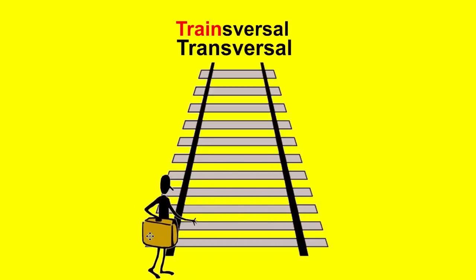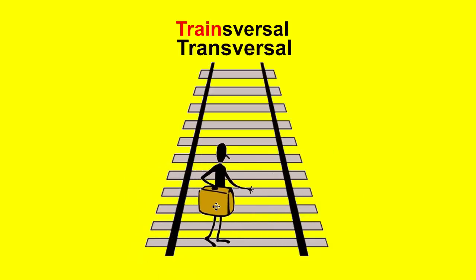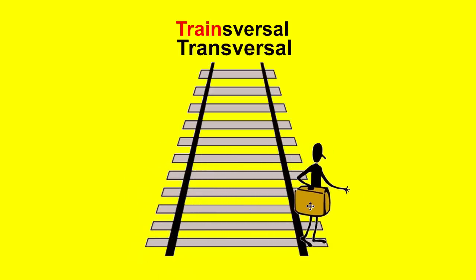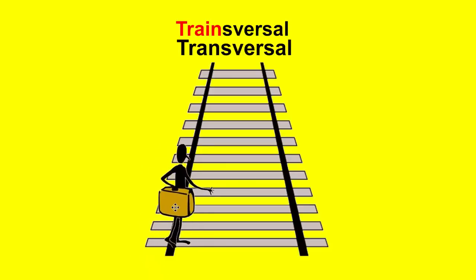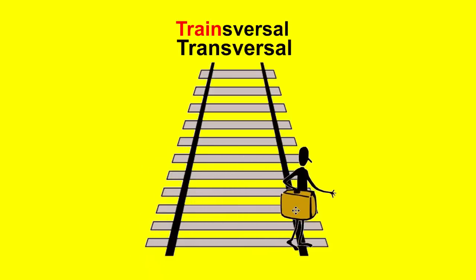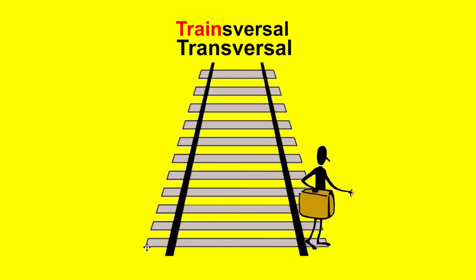And there's a traveler walking on the train tracks. He's walking across the transversal of the train tracks. And that's all a transversal is. It's basically something that passes through two other lines at two different points.